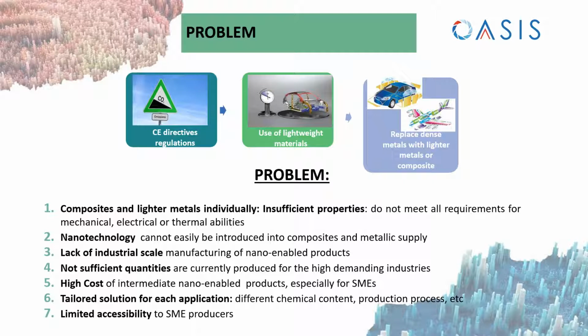But there is a problem here, because composites and lighter metals individually do show insufficient properties, so they do not meet all requirements for mechanical, electrical, and thermal abilities. Moreover, nanotechnology cannot easily be introduced into composite and metallic supply. There is a lack of industrial scale manufacturing of nano-enabled products.